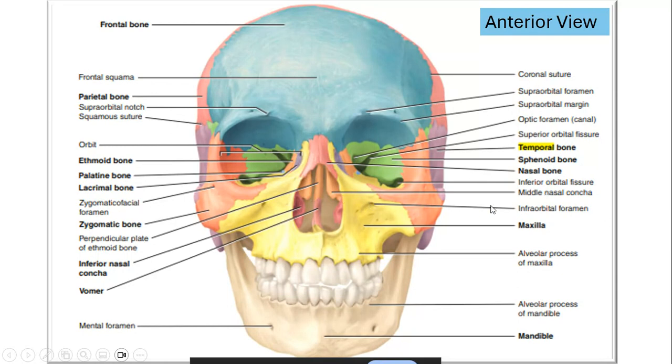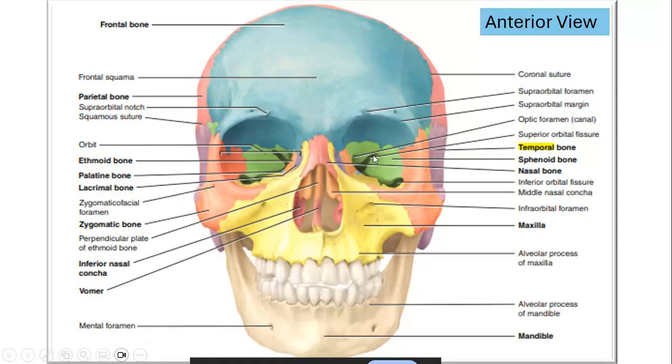Infraorbital foramen. That's infraorbital foramen. That's the middle nasal concha. This particular is also a concha. This is the middle nasal concha. This is the inferior orbital fissure. That's the nasal bone. That's a sphenoid bone, right? And that's the temporal bone. This particular is temporal bone.